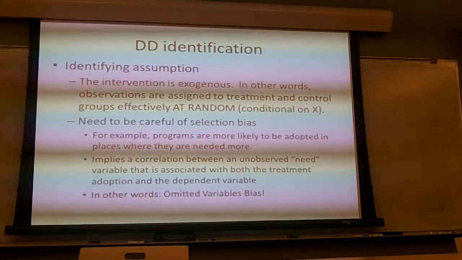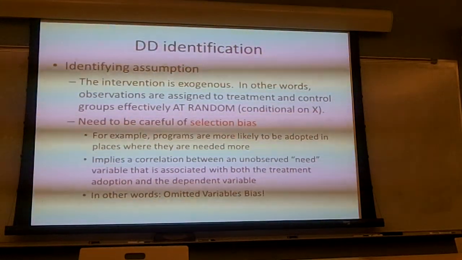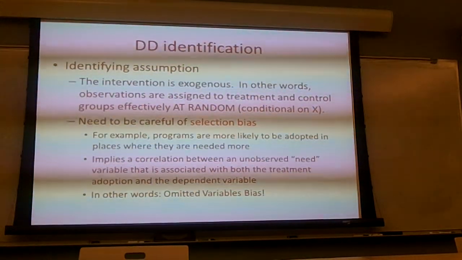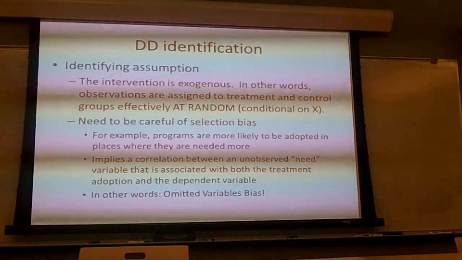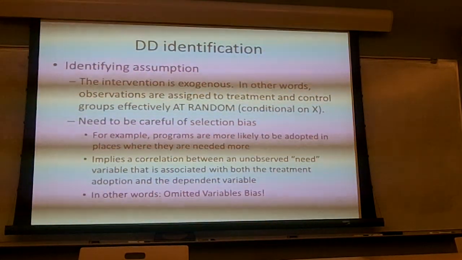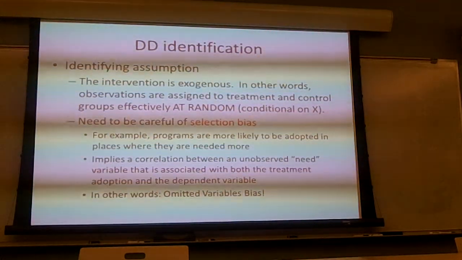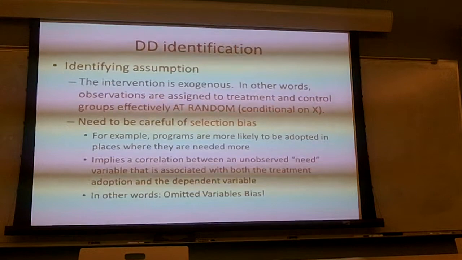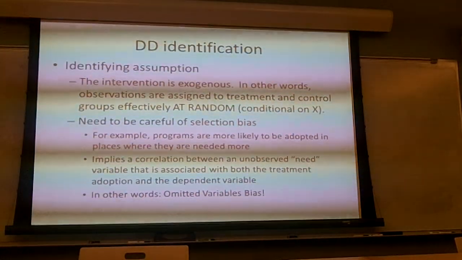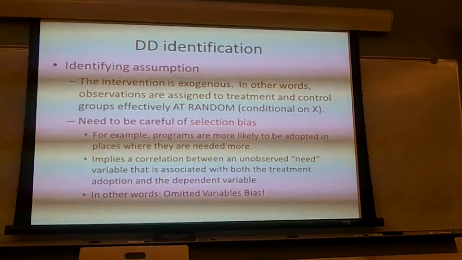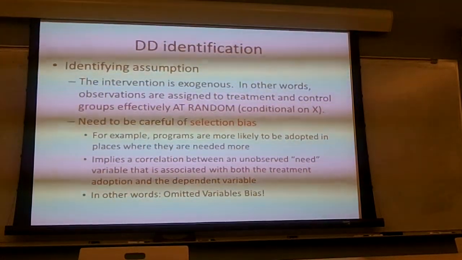But what is the condition for them to be causal? What's the identifying assumption? What needs to be true for these difference results to be causal? We need to have it be the case that the intervention is exogenous. That is, observations are assigned to treatment and control effectively at random, conditional on whatever it is we're controlling for. If that's not true, then we can't be sure that these are causal. It doesn't mean that our difference results aren't better than some other alternative, less well-identified analysis, like something using cross-sectional data perhaps.